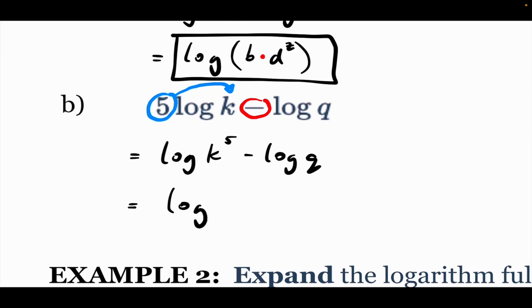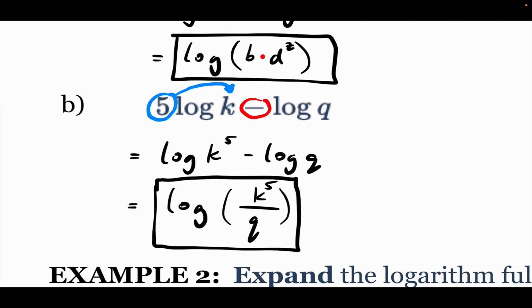I only need a single log. I'm going to have division now. What am I going to divide? On top, it's going to be k to the fifth because that came first. On bottom, it's q. I can't divide them because they're both different letters. So you're done. That's how we condense. That's how we make things smaller.